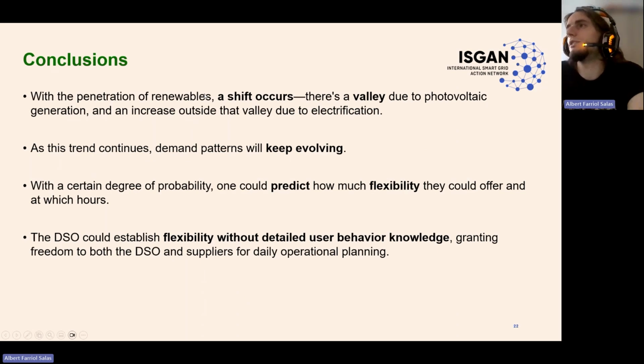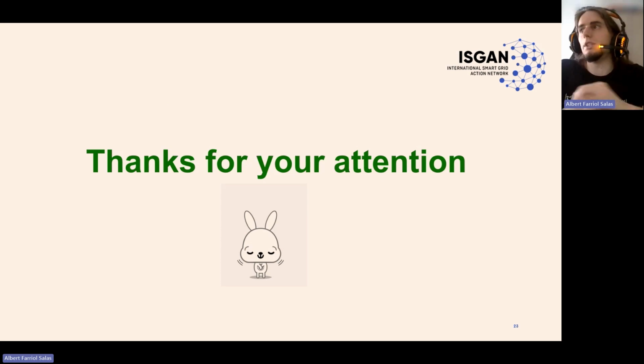If this trend continues, demand patterns will keep evolving, and with a certain degree of probability, one could predict how much flexibility they could offer and at which hours. And the DCO could establish flexibility without detailed user behavioral knowledge, granting freedom both to the DCO and the suppliers for daily operational planning. And that's basically everything that we did in this study.